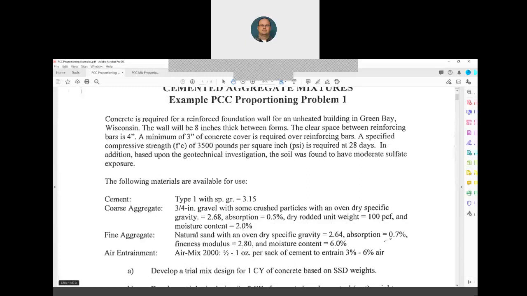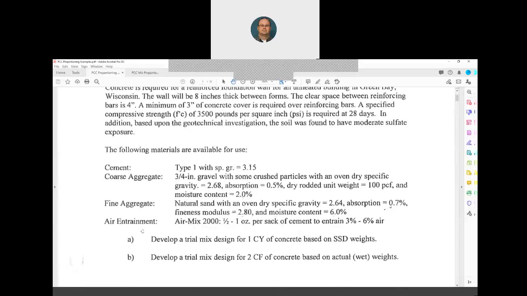Okay. Now, just because I list air entrainment here doesn't mean you don't have to read the problem to make sure I'm actually going to use air entrainment. Are we in an unheated building, freeze thaw? So yes, in this problem we're going to use air entrainment. Air mix equals 1/2 to 1 ounce per sack of cement. So each sack of cement is 90 pounds, right? to entrain 3% to 6% air. Okay. Develop a trial mix for 1 cubic yard of concrete based on saturated surface dry weights. Develop a trial mix for 2 cubic feet of concrete based on actual wet weights, the actual weights.